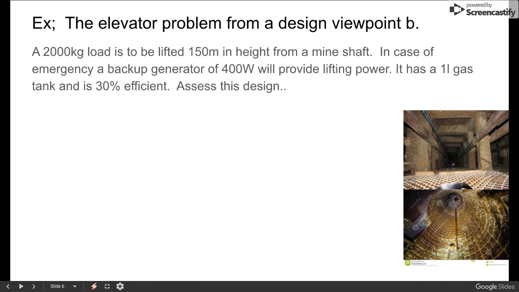You're a safety engineer in a mine, and you're supposed to provide an ability to get the men out of the mine in case of a power failure. So they show you a 400 watt, like little Honda gasoline generator, and it's supposed to be able to power the elevator shaft during a breakdown. The elevator shaft is 150 meters deep, and again, I'm going to use this 2,000 kilogram load. Can you pull it off with this generator system they set up?